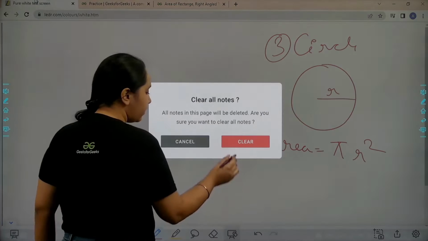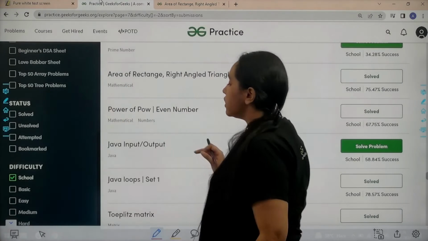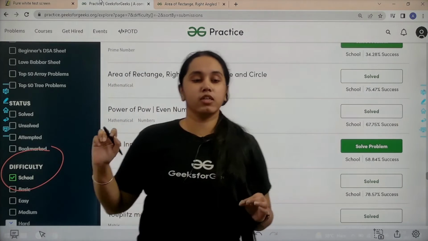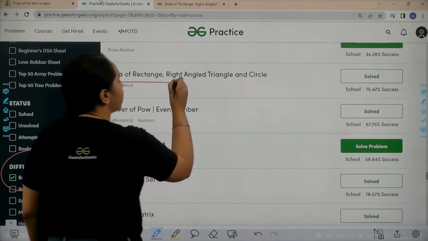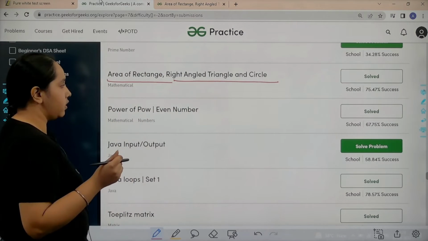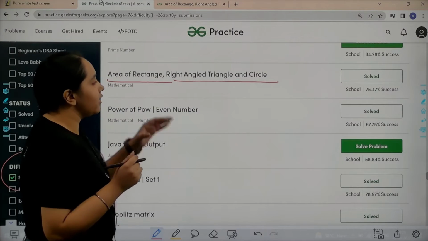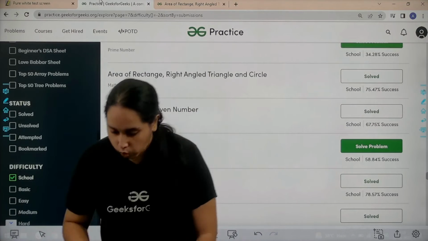So let's do it. You need to go to the practice portal. In the practice portal, in the difficulty section, you need to choose school. Then you need to find the problem, area of rectangle, right angle triangle and circle. Once you find it, you need to click on solve.